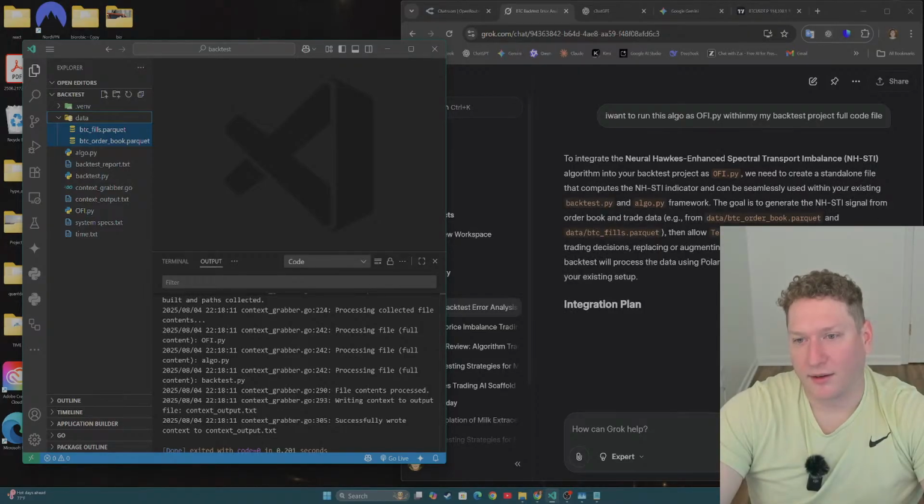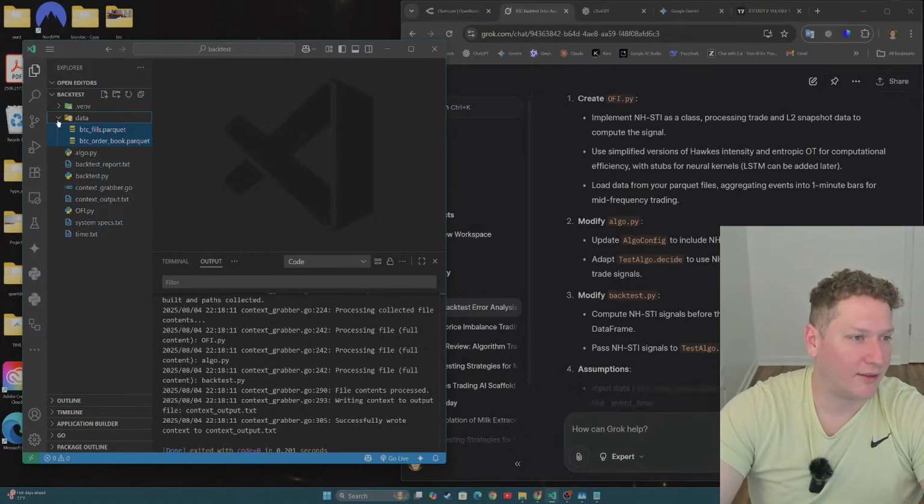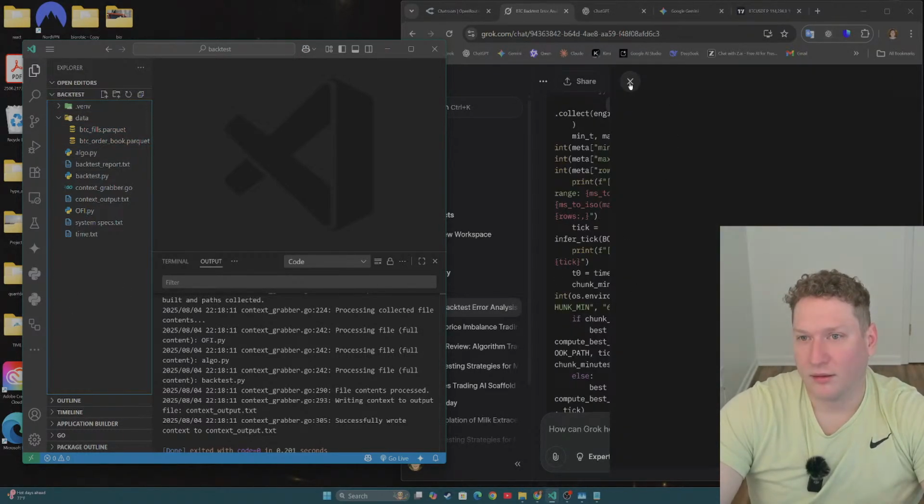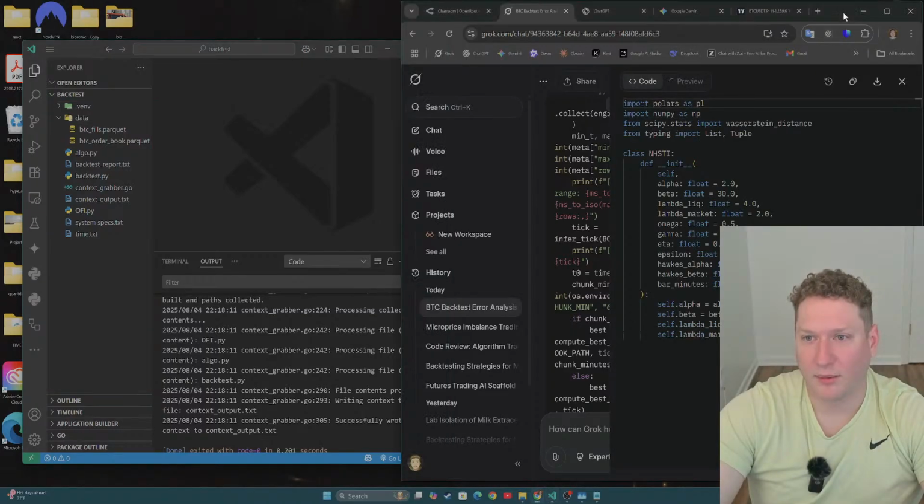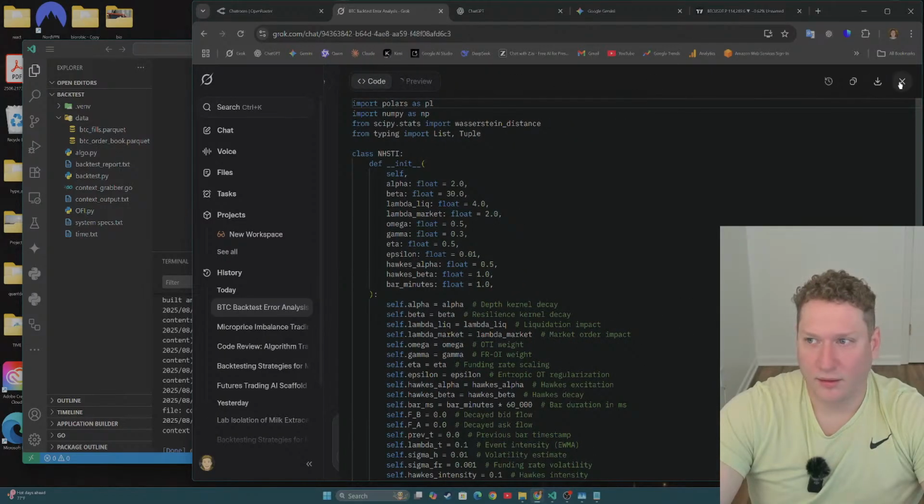Neural Hawkes. Okay, so it wants to do the Hawkes excitation. If we can run it, we can do some Hawkes excitation. It's fine. Now I'm concerned it's gonna go way off the deep end here. No. Okay.